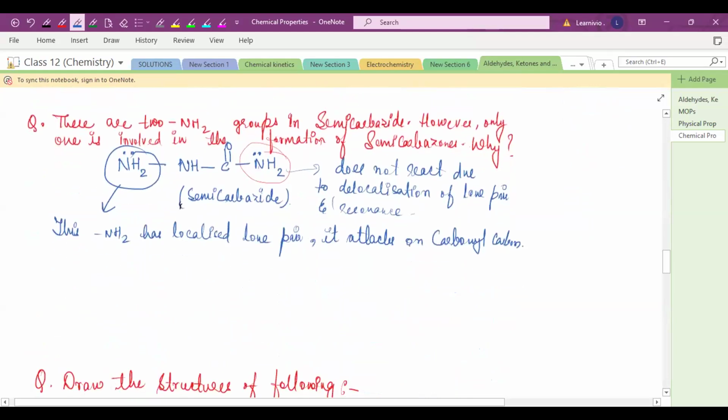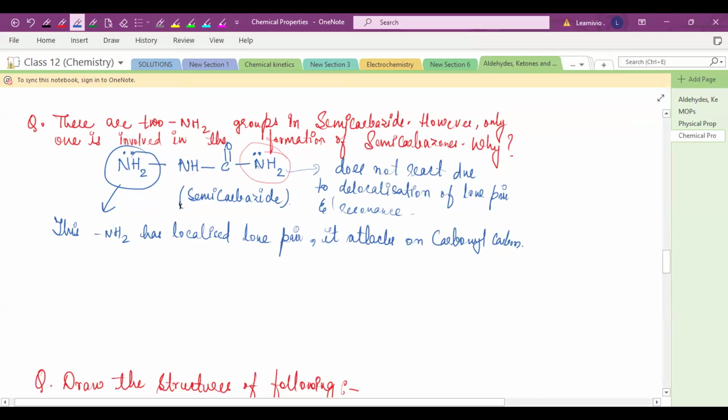Now this question is important. It can come in your statement type or reason type of question. There are two NH2 groups in semicarbazide. They don't give you the structure, they just give you the name, so you should know what semicarbazide is. If you don't know, how will you explain? Semicarbazide is NH2-NH-CO-NH2. The question is: there are two NH2 groups in semicarbazide, however only one is involved in the formation of semicarbazone. Why? What is the reason behind that?